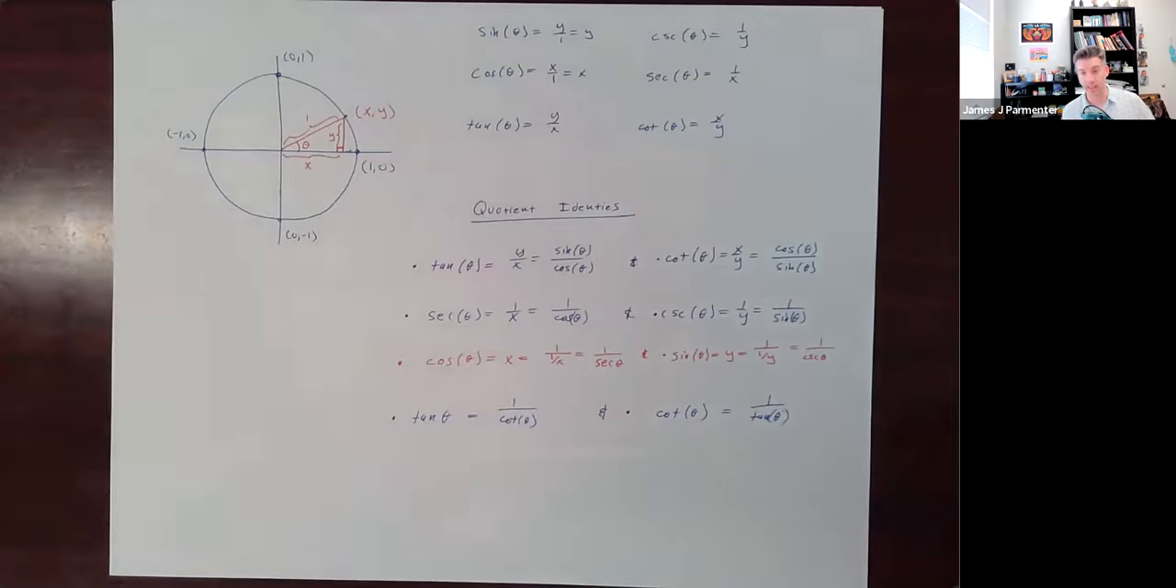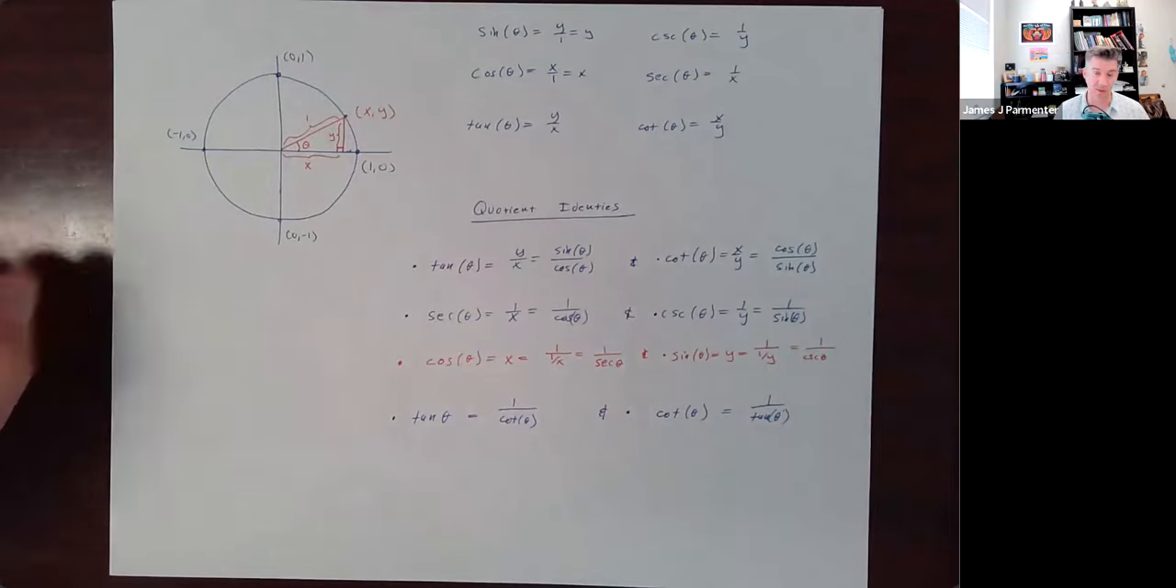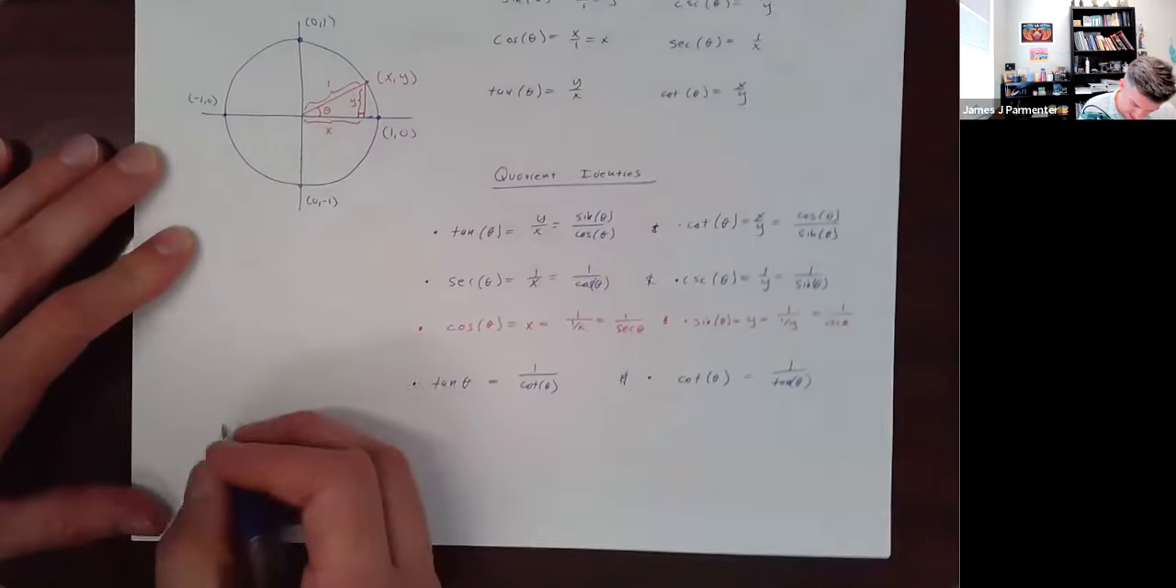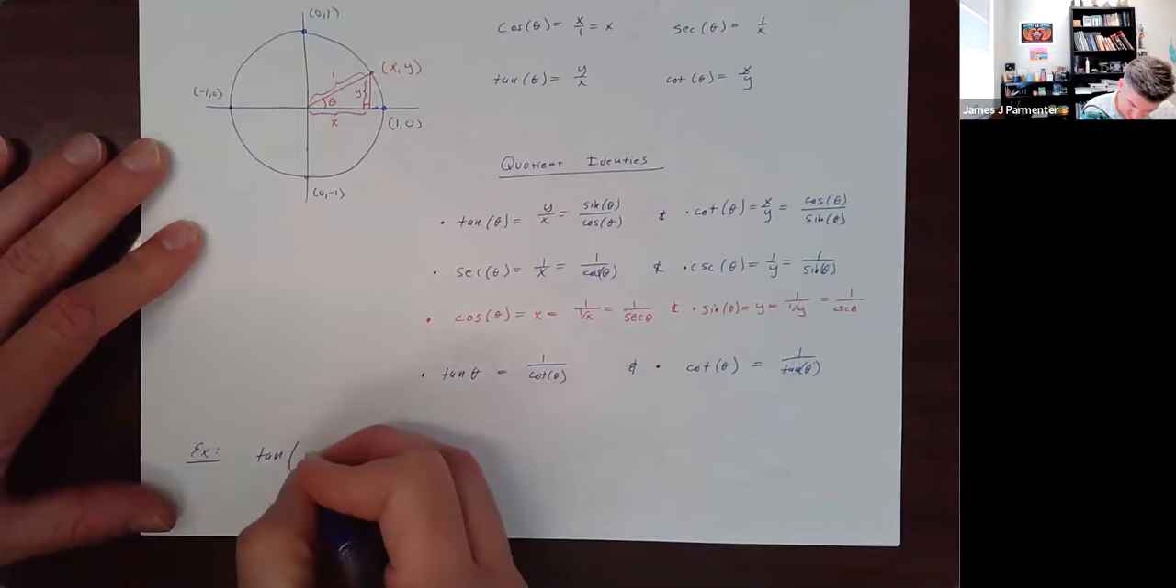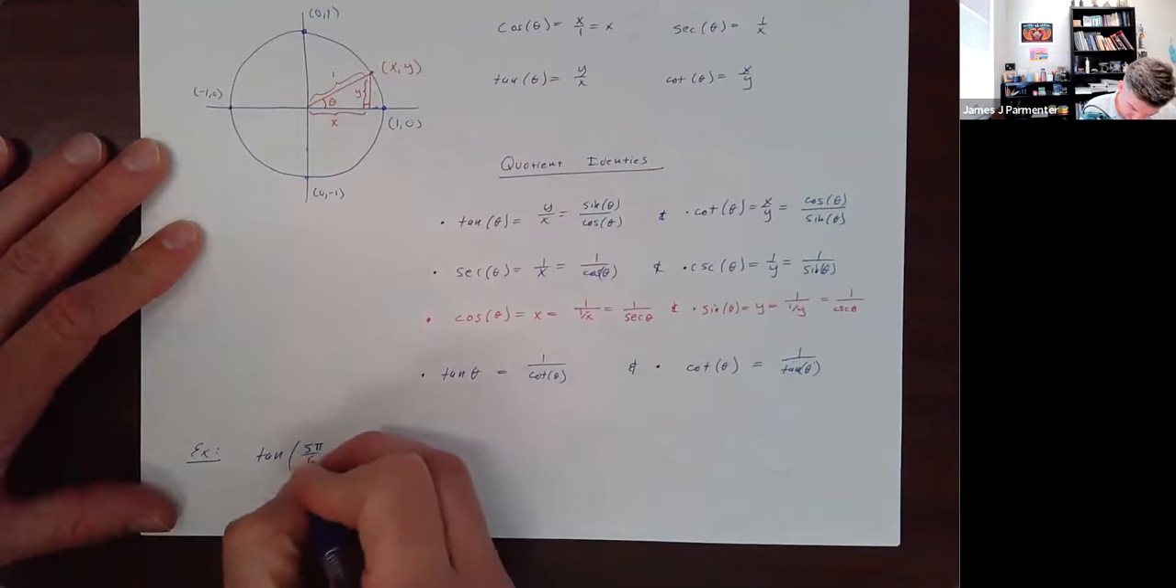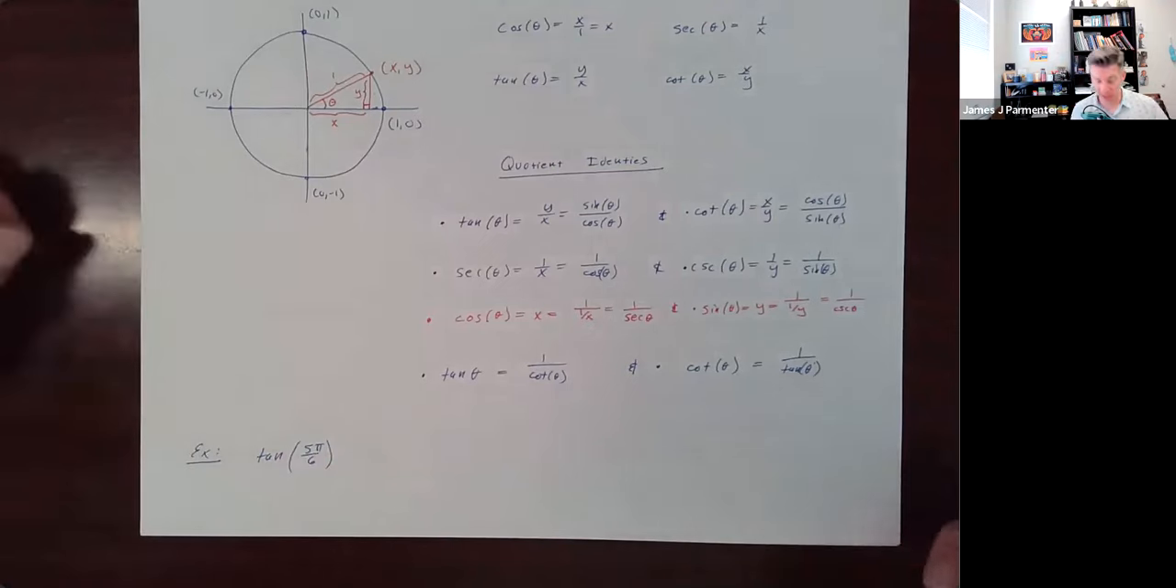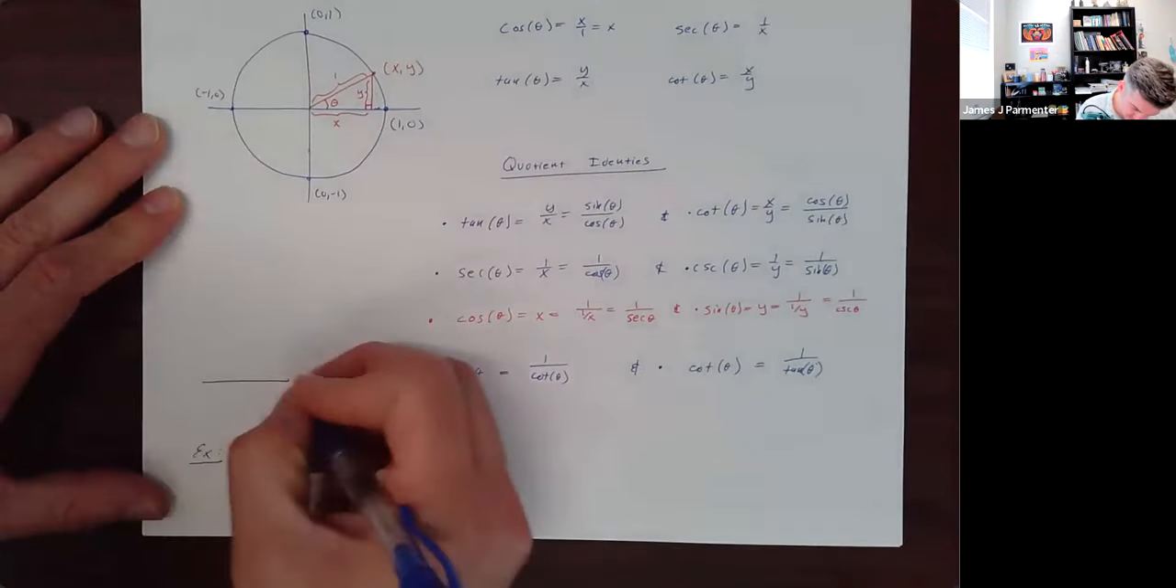So these are the quotient identities. They're how you can write trig functions as fractions of other trig functions. They're not particularly useful to find or evaluate trig functions of specific values. For example, if I wanted to find, say, tangent of 5 pi over 6, I'm really just thinking of it, well, here's my reference angle.